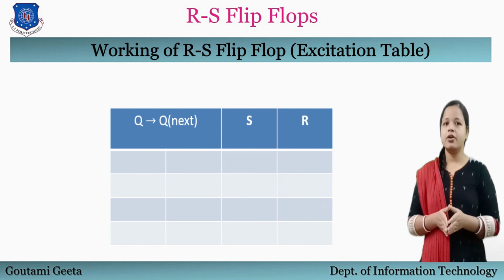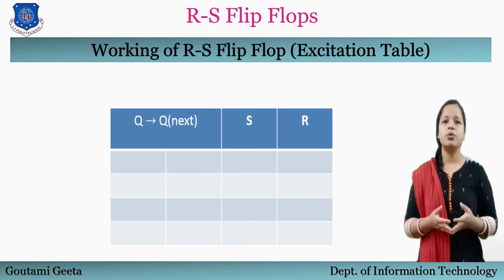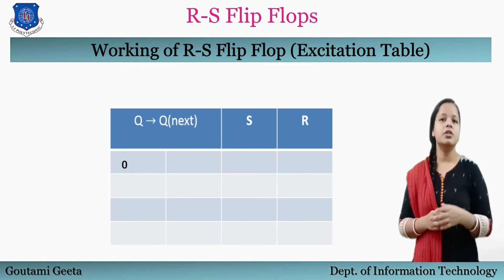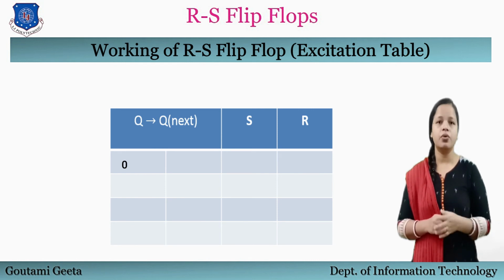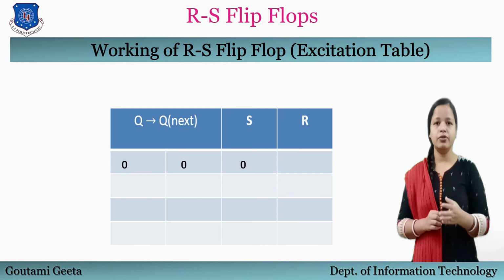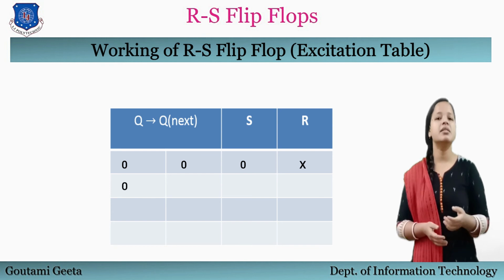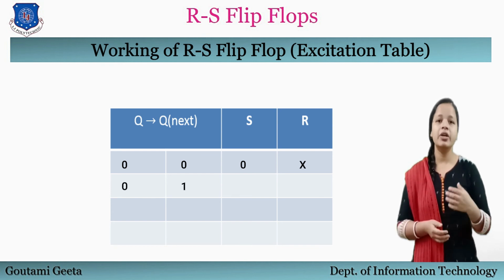When the current state of the flip-flop is 0, then our next state will be either 0 or 1. Let's take the first situation when the next state is 0. From the truth table, we can see that when we have S is equal to 0 and any value of R, we get Qn as 0. So, we write here S is equal to 0 and R is equal to X. For the next situation, when the current state is 0 and the next state is 1, then for S we have to give 1 and R is equal to 0.